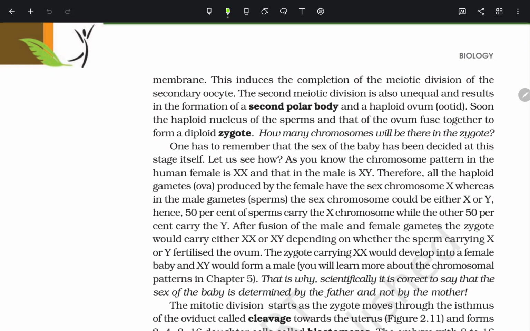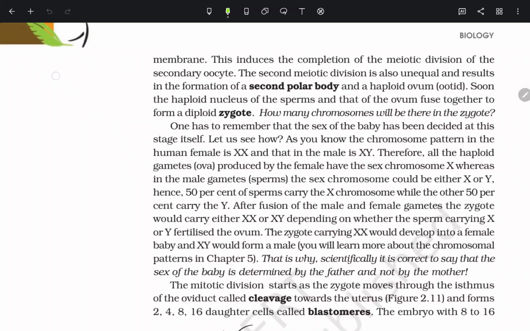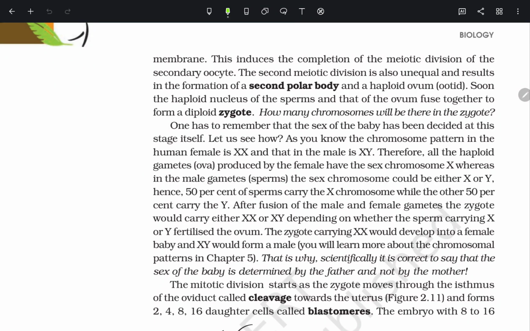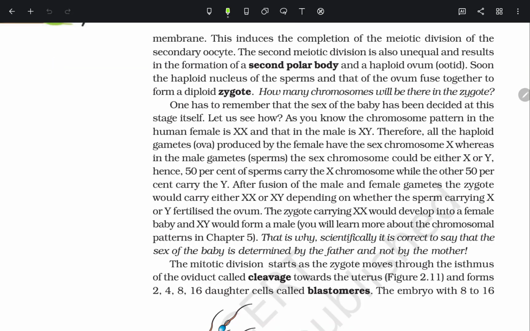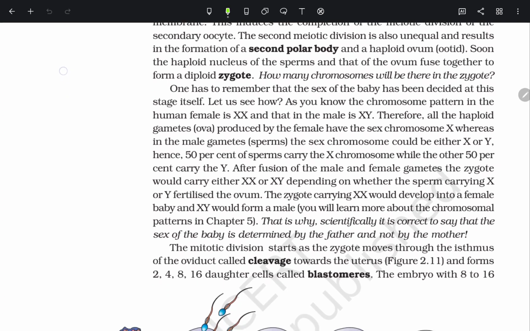This induces the completion of the meiotic division of the secondary oocyte. The second meiotic division is also unequal and results in the formation of a second polar body and the haploid ovum. Soon the haploid nucleus of the sperm and that of the ovum fuse together to form a diploid zygote.